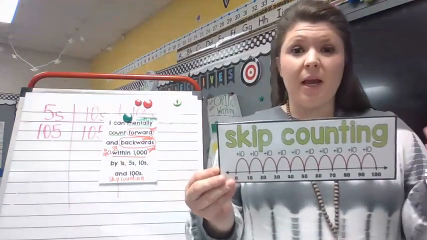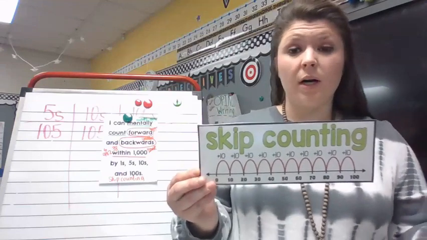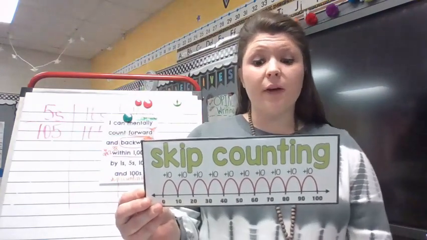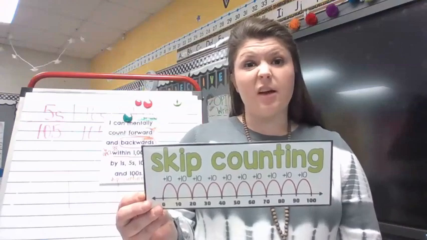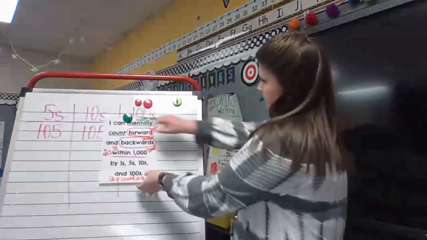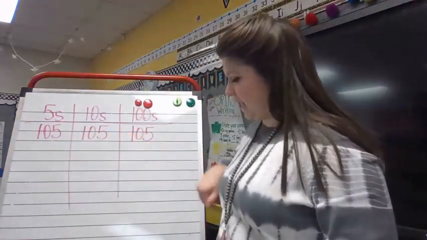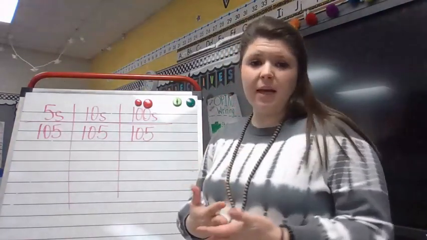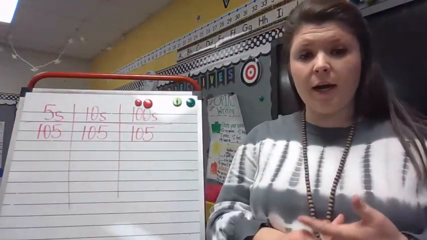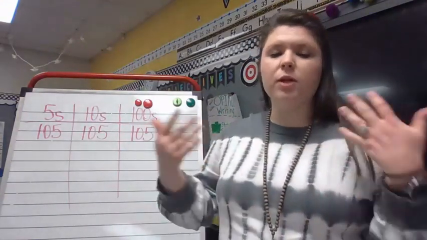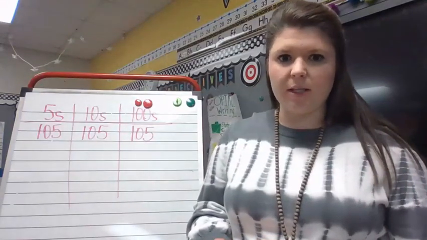So we are practicing being able to mentally skip count forward and backwards within 1,000. Skip counting means to count by a number other than ones, such as counting by twos, fives, tens, or 100s, okay? All right, so to warm us up today, we're going to start by using the same beginning number. We're going to skip count by fives, tens, and 100s, and we're going to compare what happens with our numbers when we're skip counting by fives, tens, or 100s, okay?